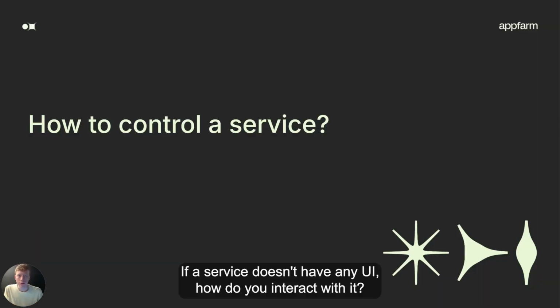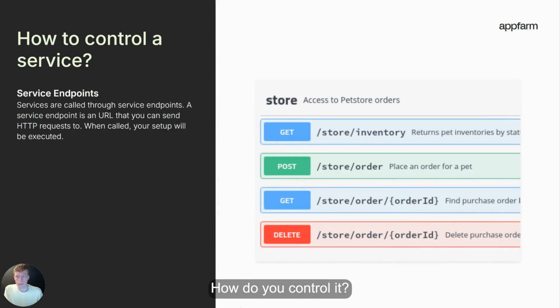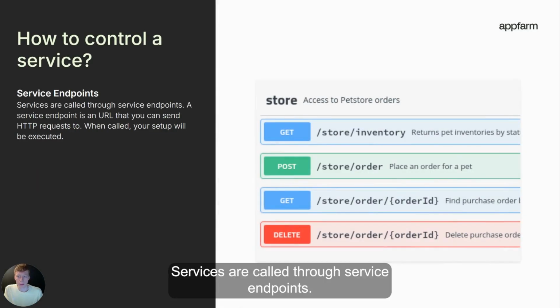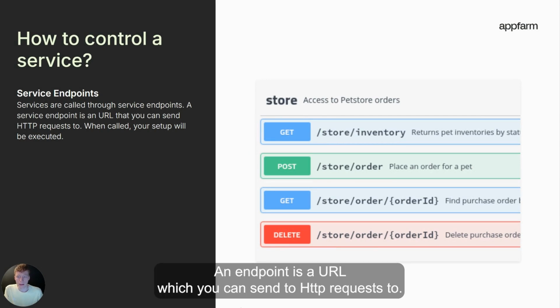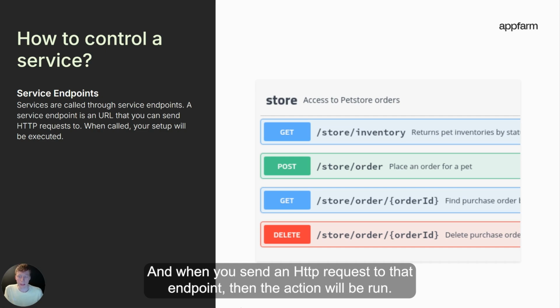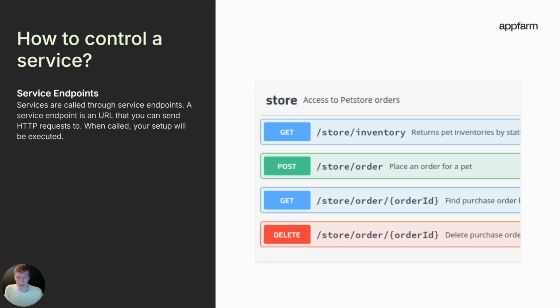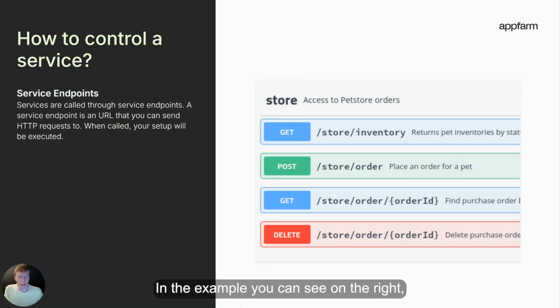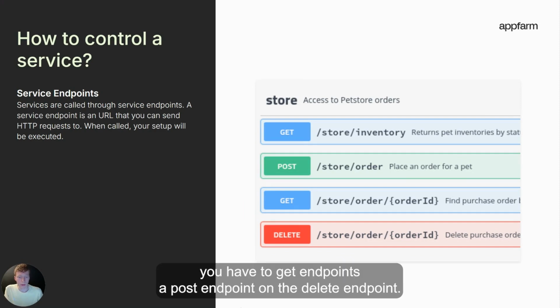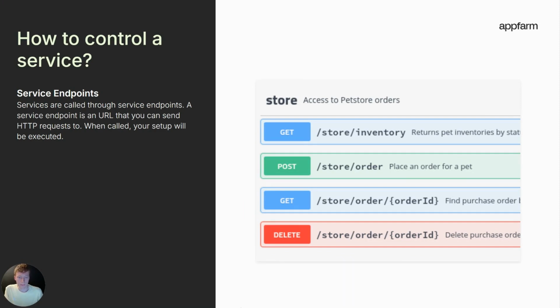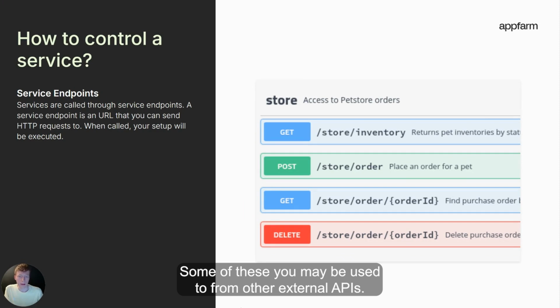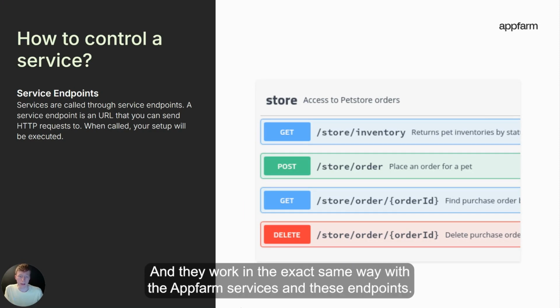If a service doesn't have any UI, how do you interact with it? How do you control it? Services are called through service endpoints. An endpoint is a URL which you can send HTTP requests to. And when you send an HTTP request to that endpoint, then the action will be run. In the example you can see on the right, you have two get endpoints, a post endpoint and a delete endpoint. Some of these you're maybe used to from other external APIs, and they work in the exact same way with Appfarm services and these endpoints.